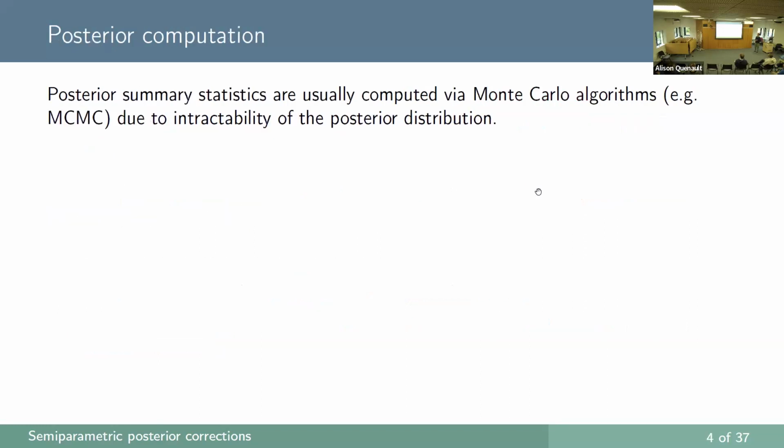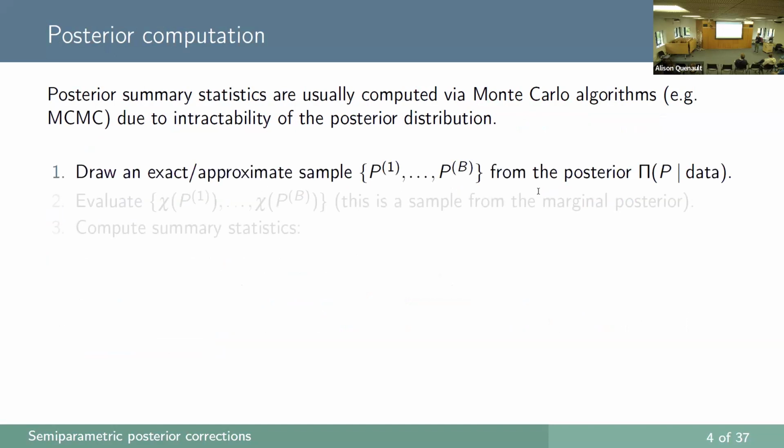Okay, and I just want to mention a little bit about computation because it comes up later in the talk. So it turns out that with Bayesian inference, it's often the case that we can't analytically compute these posterior summary statistics. And so what we might have to resort to is some kind of Monte Carlo approximate sampling algorithm.